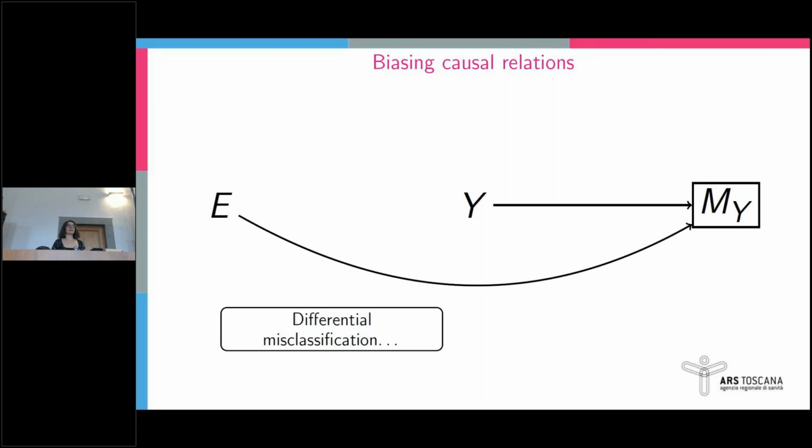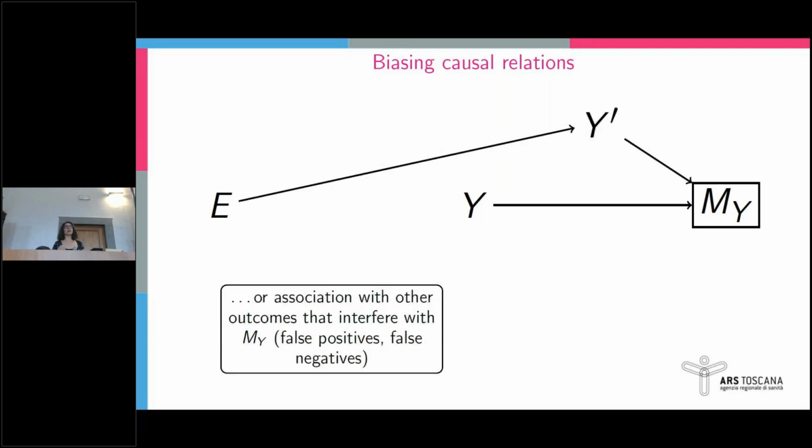Which means that if there is a causal relationship between the exposure and the measurement, so if our measurement is differential per exposure stratum, this creates an association. So it's a collider we adjust for. Or we may have another disease that has the same measurement.